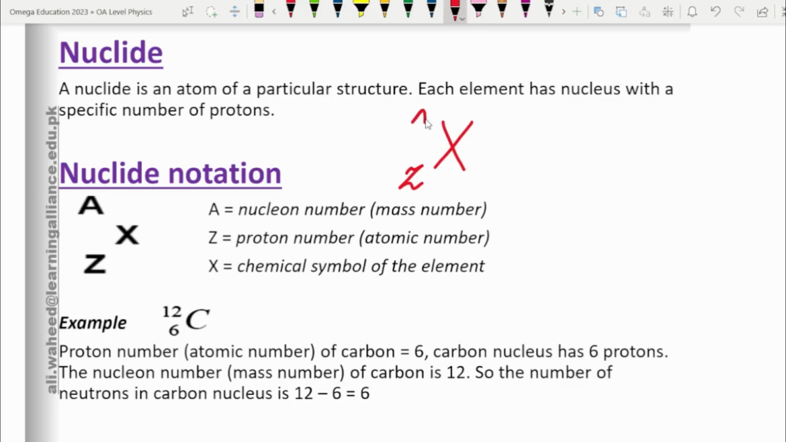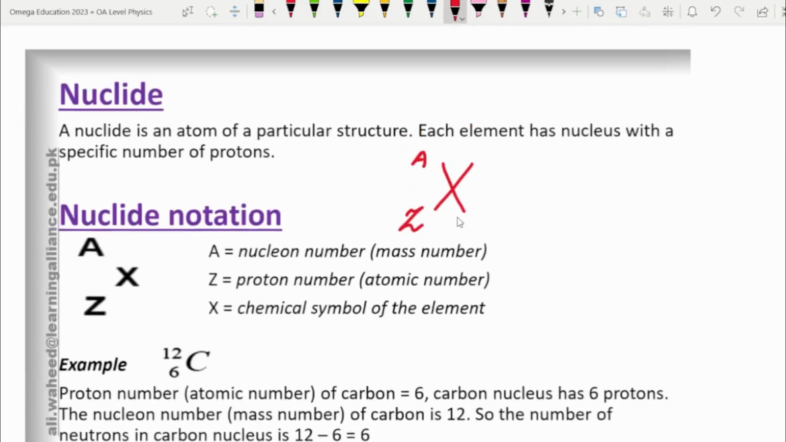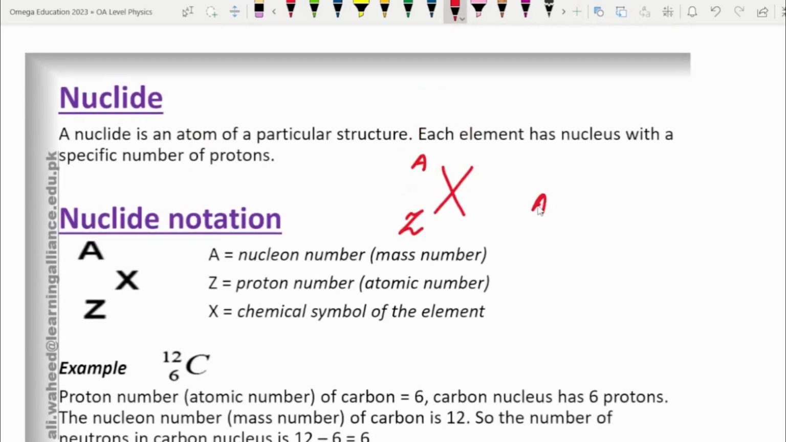On the top left corner we have the atomic mass or mass number, which is the number of protons plus the number of neutrons. So A equals number of protons plus the number of neutrons. And if you need to find the number of neutrons, you can just subtract these two: A minus Z.